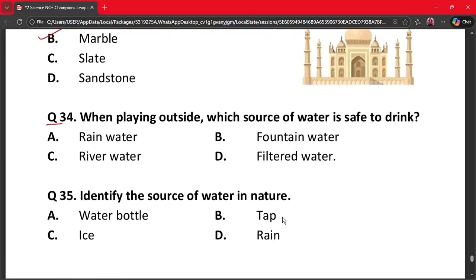Question number 34. When playing outside, which source of water is safe to drink? A. Rainwater, B. Fountain water, C. River water, or D. Filtered water. The correct answer is option D. Filtered water is clean and safe for drinking. Other sources may contain germs, so you should always drink filtered water.